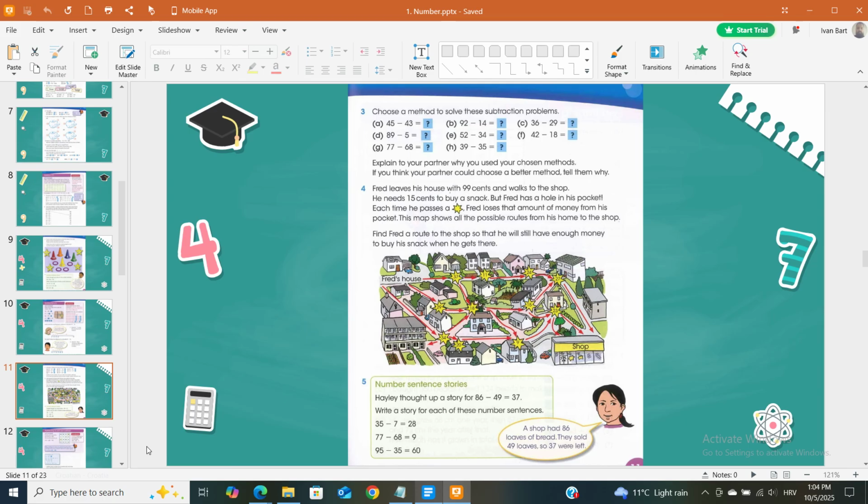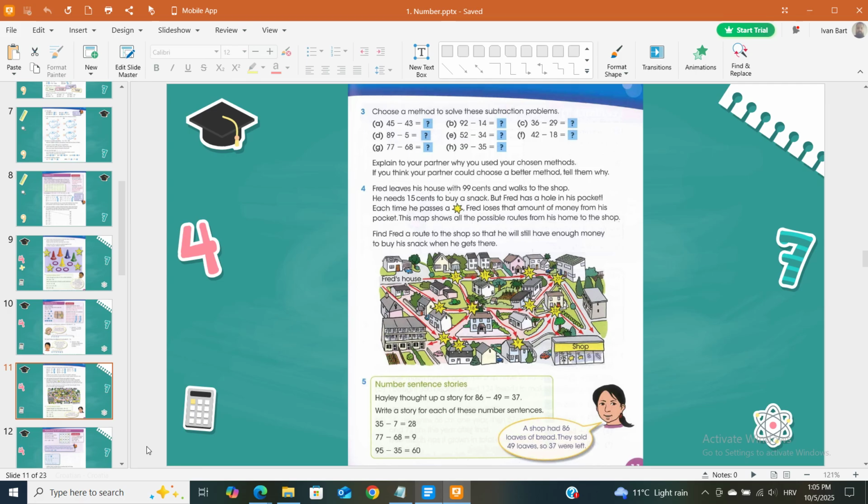5. Number sentence stories. Haley thought up a story for 86 minus 49 equals 37. Write a story for each of these number sentences. 77 minus 68 equals 9. A shop had 86 loaves of bread. They sold 49 loaves, so 37 were left.